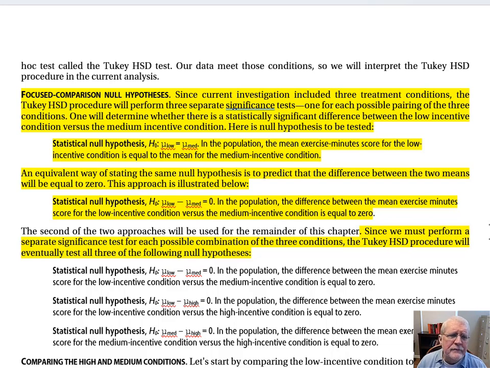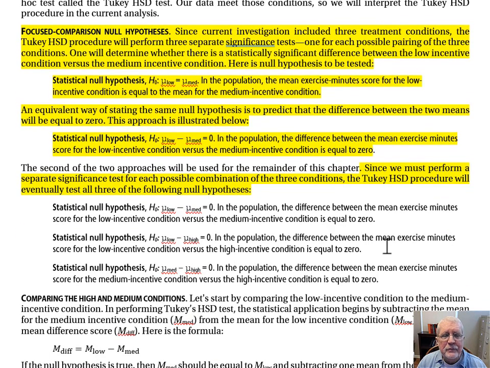Since we must perform a separate significance test for each possible combination of the 3 conditions, the Tukey HSD procedure will eventually test all 3 of the following null hypotheses. And below that, I simply have the null hypothesis for every possible pairing of our 3 treatment conditions.